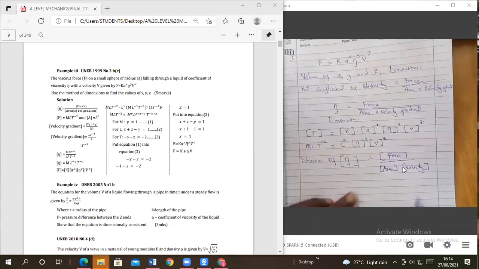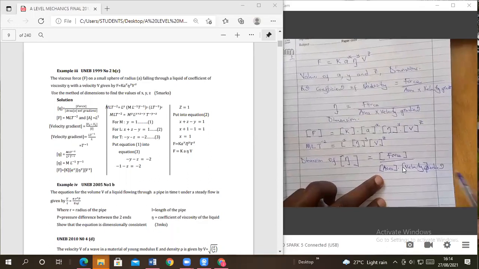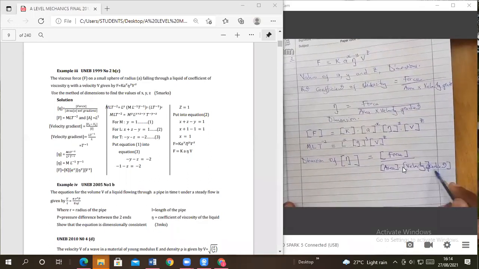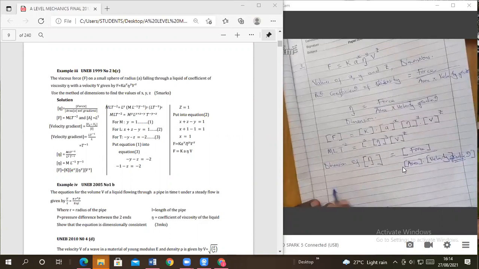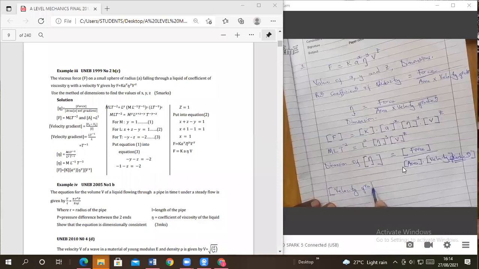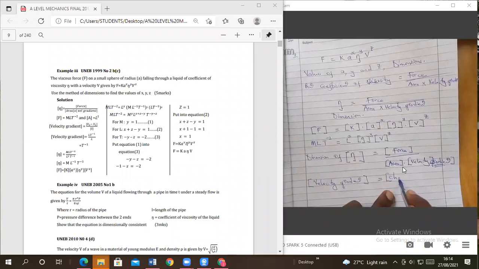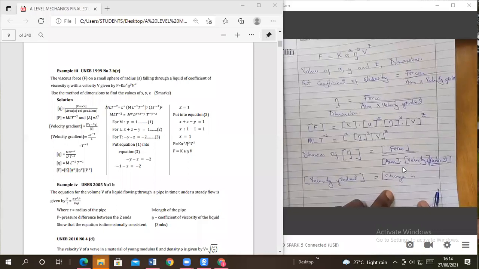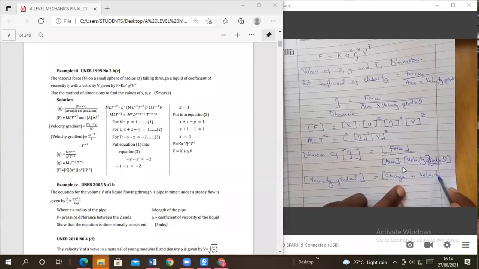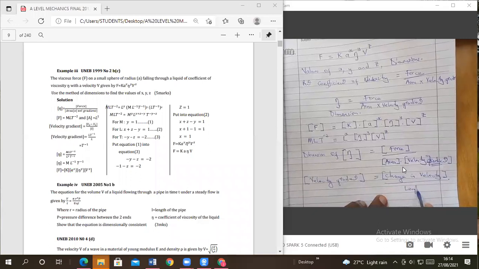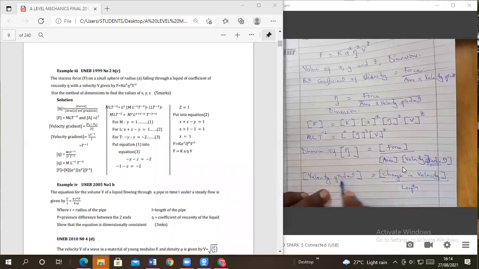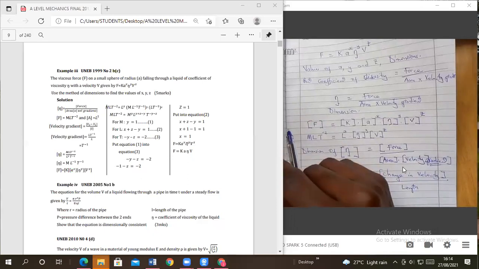So when we talk of velocity gradient, let's write it. Gradient means there's a change, a change in the velocity, but over length. So we shall say velocity gradient is going to be change in velocity over length. That is velocity gradient, because gradient means there's change.